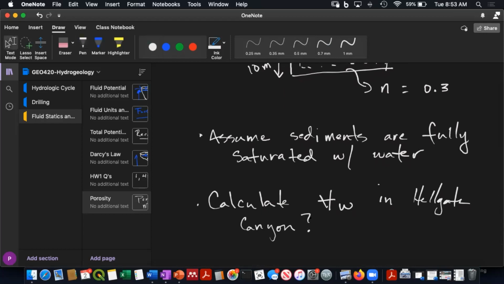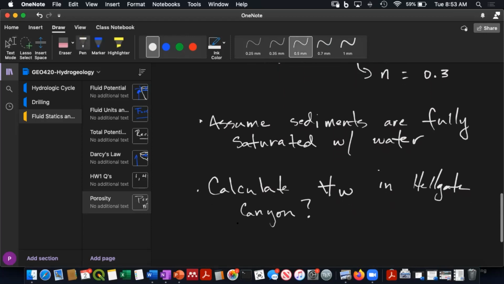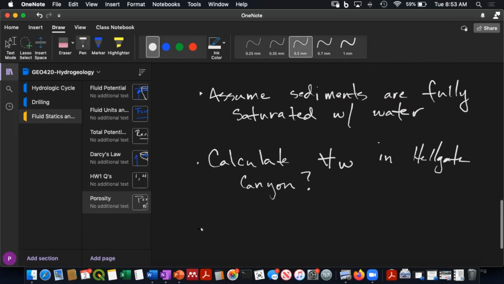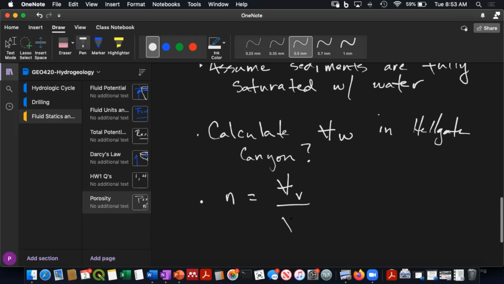All right, so everybody take a minute and see if you can make this calculation. And I'll just remind you that my definition of porosity is this.